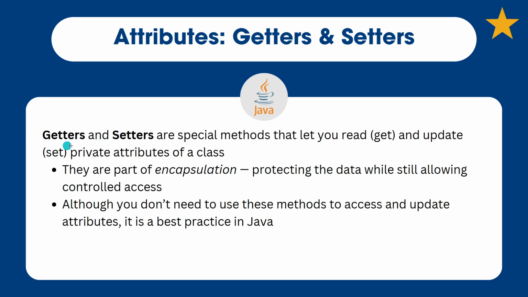And the name is kind of self-explanatory, right? There's a method to get the attribute's value, and one to set the attribute's value. This is going to allow us to prevent that direct access. So it's going to enforce encapsulation, which will protect our data while still allowing us to get access, right, to that information. So you don't have to use these methods. You don't have to use getters and setters to access and update attributes, but it is a convention, right? It's a best practice because we want to achieve encapsulation.